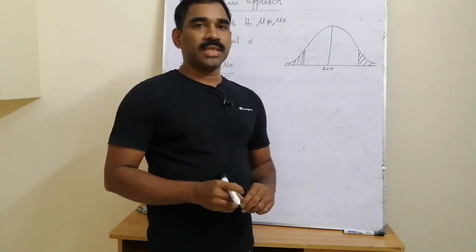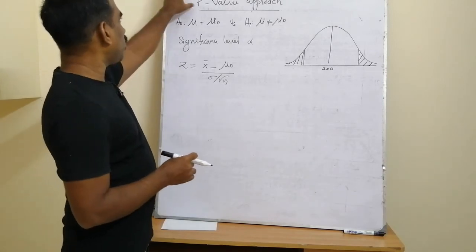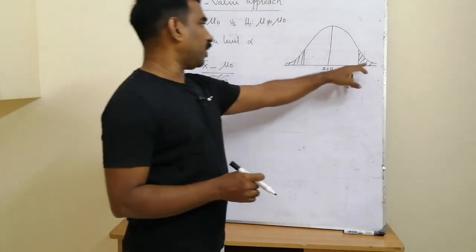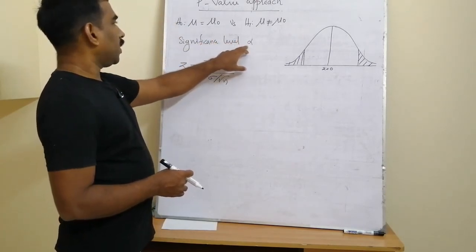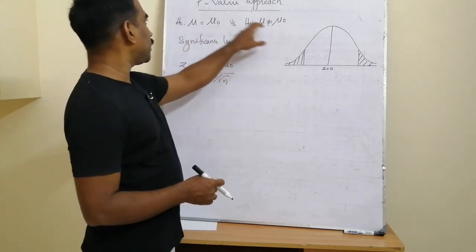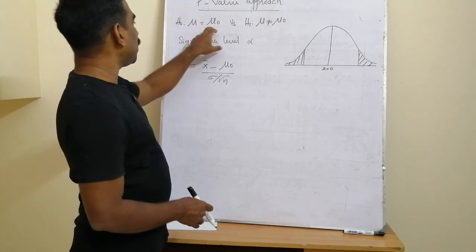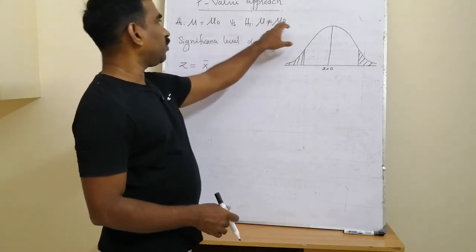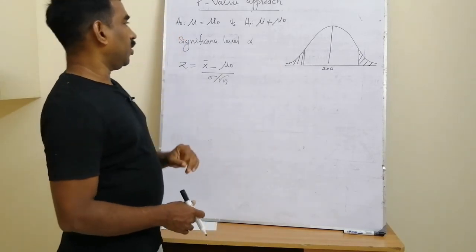Another approach for making decisions in statistical inference is the p-value approach. Instead of the critical region, here we are fixing some probability value, or the tail probability value. So usually we have some significance level alpha. Here we are considering the case of a two-tailed test, testing the null hypothesis mu is equal to mu naught against the alternative hypothesis mu not equal to mu naught. So naturally we have two tail probabilities.